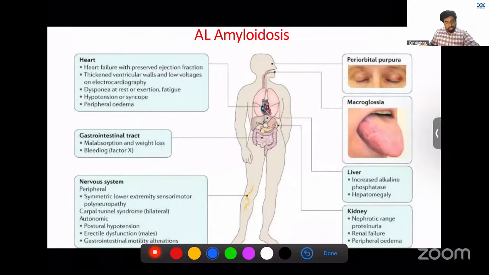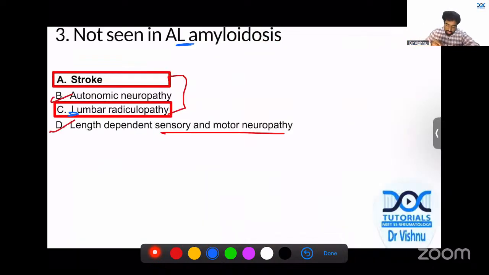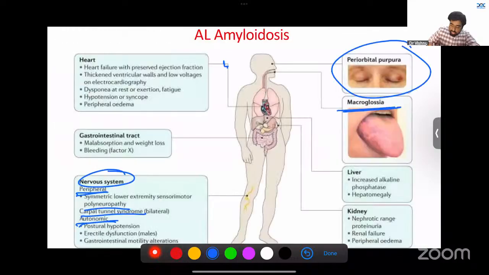So in AL amyloidosis, obviously we know the images that are asked. This is one of your NEET SS question. Macroglossia is there. Nervous system, the two main predominant manifestations apart from your carpal tunnel syndrome, which does occur because of your soft tissue impingement. Then your peripheral sensory motor neuropathy occurs, and your autonomic abnormalities occur. So in AL amyloidosis, those are your common ones, but also you should remember that lumbar radiculopathy can occur. If they ask you stroke is more common in which of the following one, then it's better to remember that it is caused by A beta amyloid more than AL amyloid.